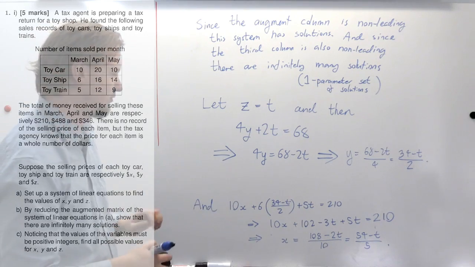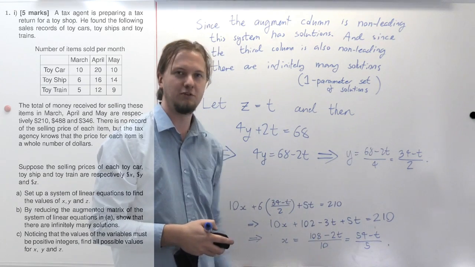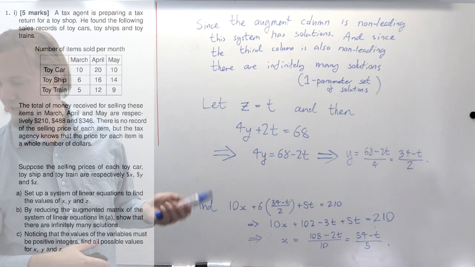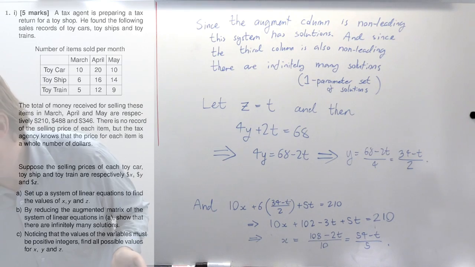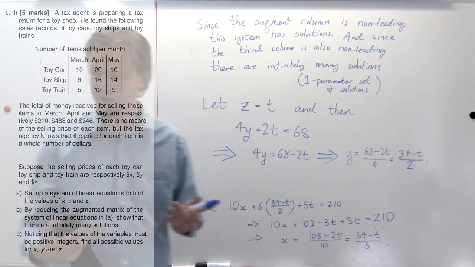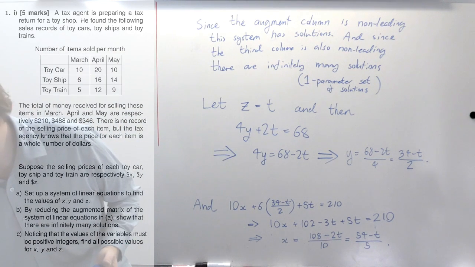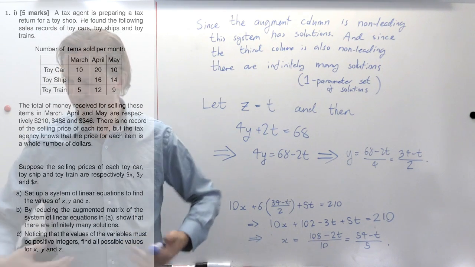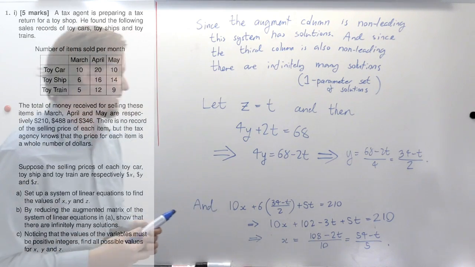So we know there are infinitely many solutions, and actually I've sort of given them to you here in terms of a parameter. What we need to do next is use the information that the prices were whole numbers, whole dollar values. And it says, for part C, noticing that the variables are all positive integers, find all possible values for these three numbers. So we'll have to think about that.